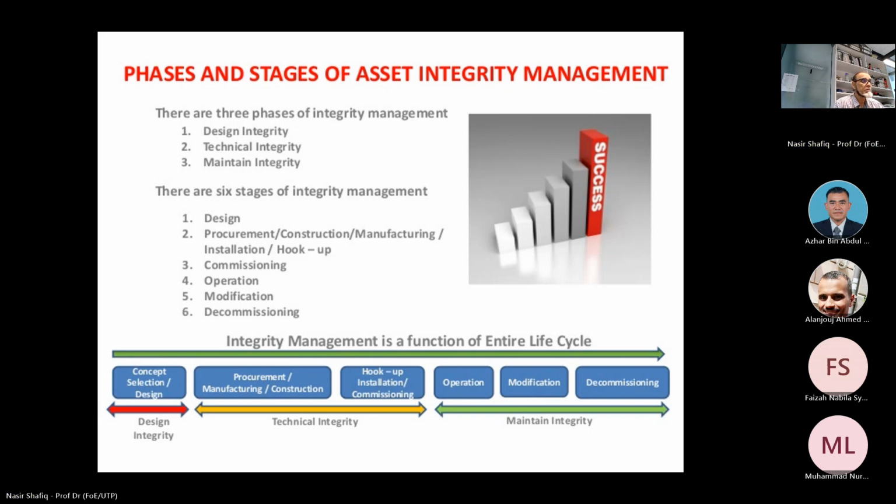And technical integrity, which covers procurement, manufacturing, and construction, right? Phases hookup, installation, and commissioning. So that the SOP or guidelines, right?